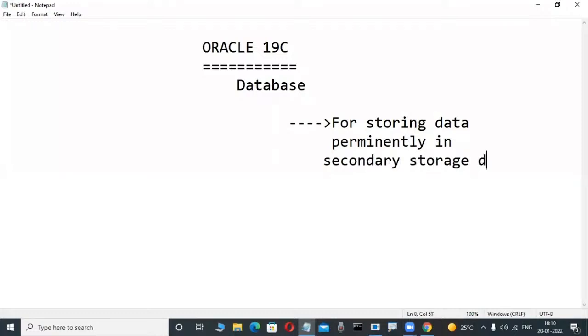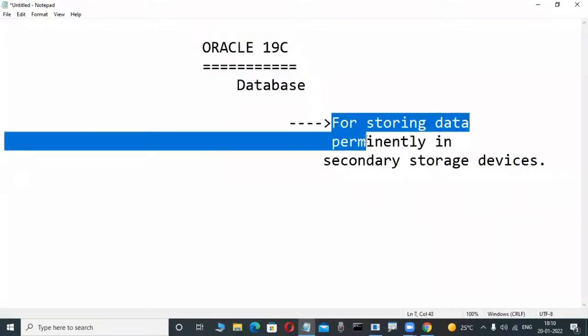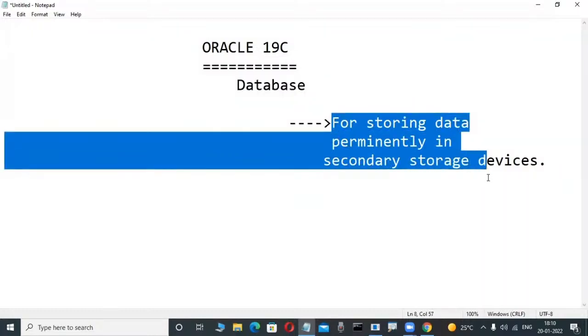Okay, fine. Permanent. Suppose today we are storing our data, then after 5 years, 10 years, 20 years, 100 years, your data is still available. We are using it. That's why Oracle is a product from Oracle Corporation with some version number. This is a database product, one of the popular databases. But what is the purpose of that? For storing data permanently in secondary storage devices.